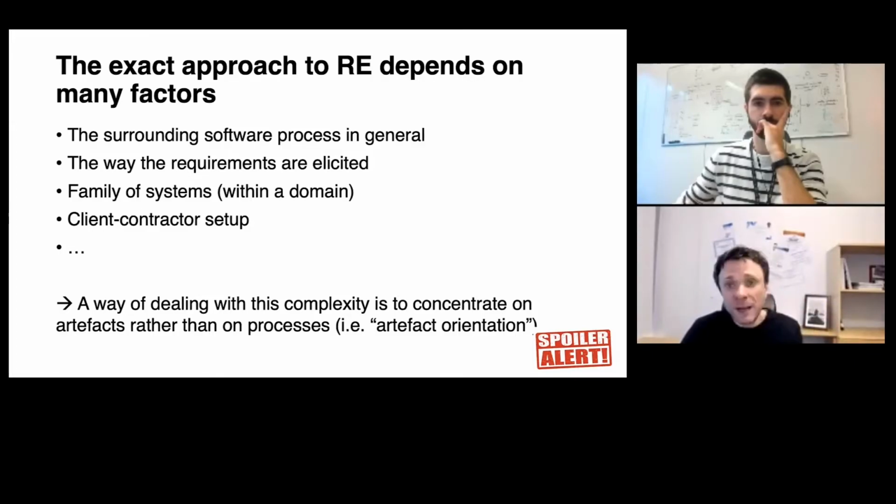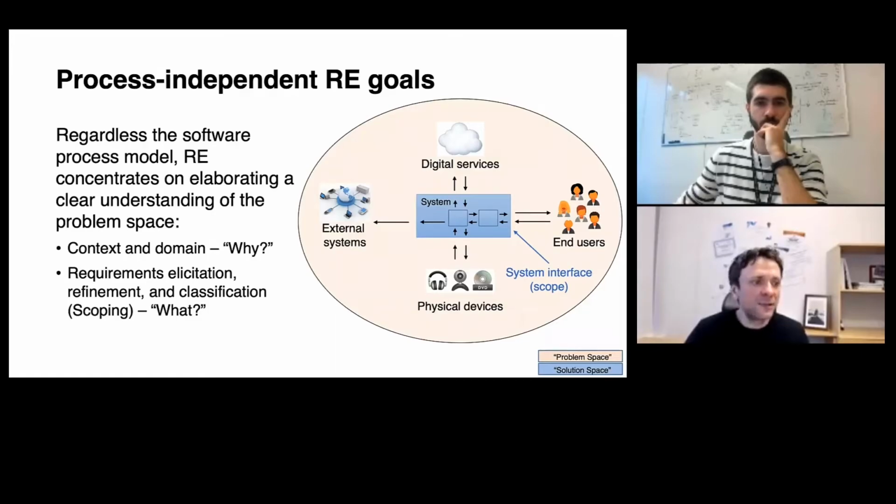Now, we will be abstracting from this and focusing on the artifacts, as I said, and taking this more process agnostic view. Nevertheless, there is, as I mentioned earlier, one cross-cutting concern that holds regardless of the surrounding process model: requirements engineering always concentrates on elaborating a clear understanding of the problem space. So again, we focus on the context and the domain, which answers my why question, including all the goals that the stakeholders might have, and we focus on the what question, which means the actual requirements.